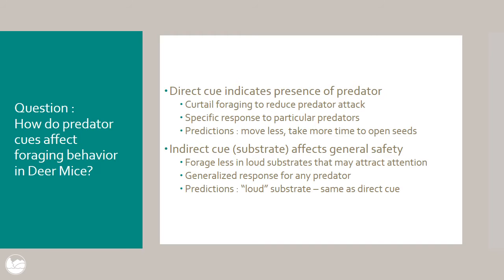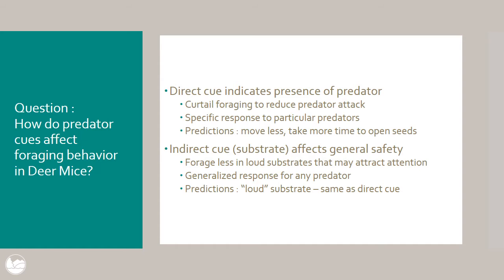So the direct cue indicates the actual presence of a predator. And so in these instances, mice should curtail their foraging to reduce a predator attack. And again, these behaviors can be specific responses to particular predators. But in general, they should move less. So they should decrease their search time and take more time to open seeds, or increase their handling time.